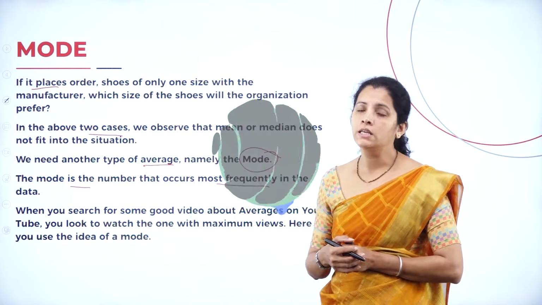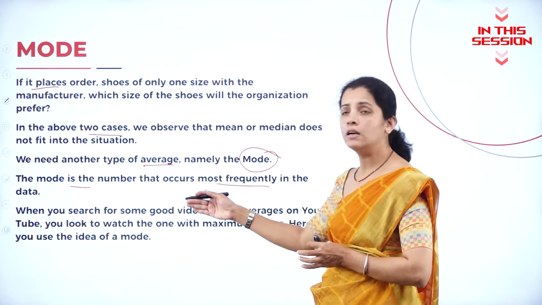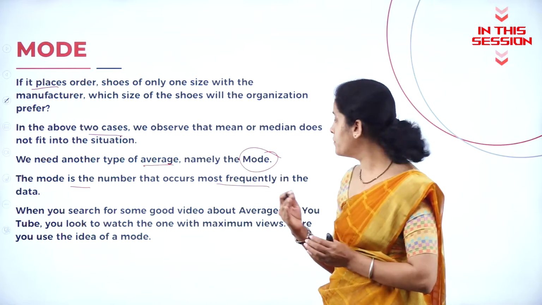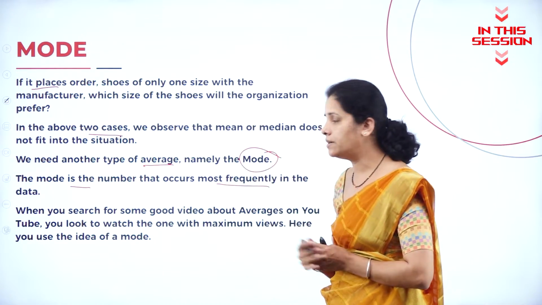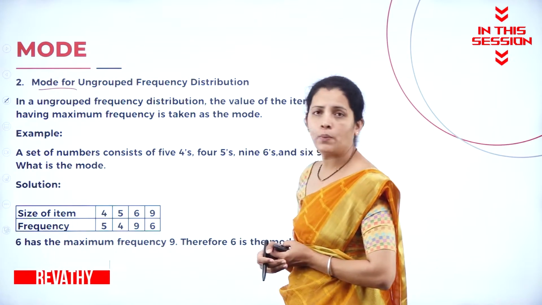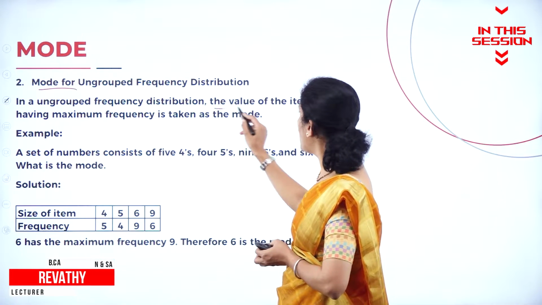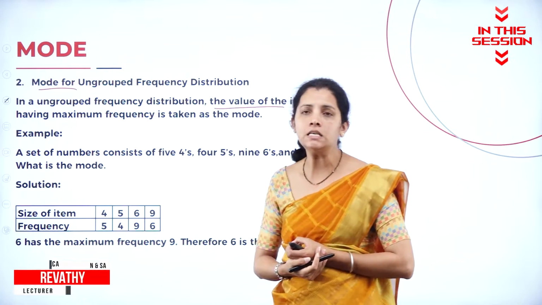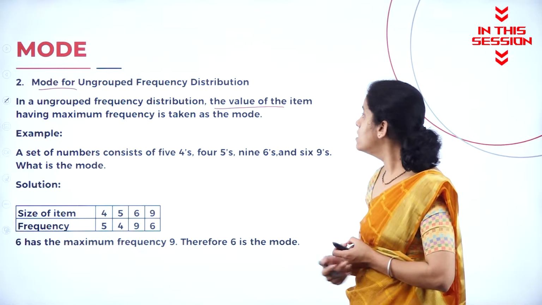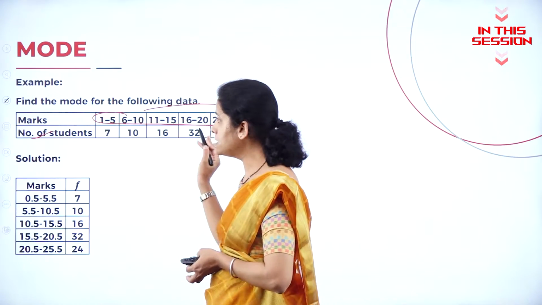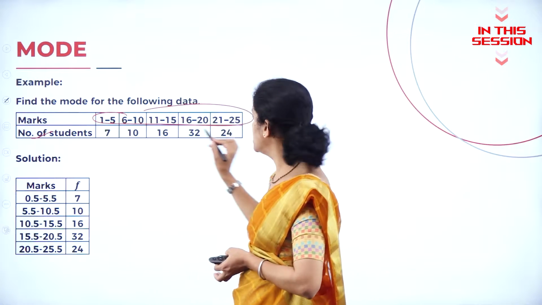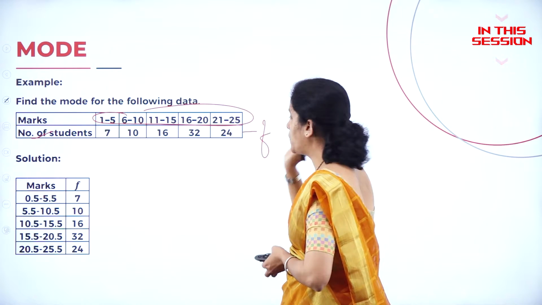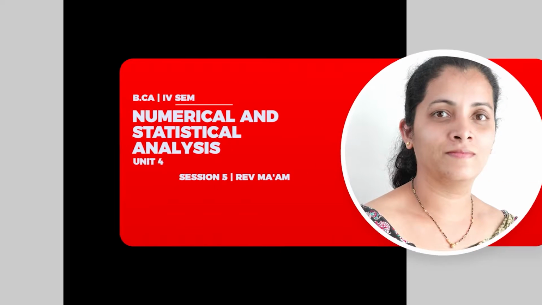What is mode? It's nothing but the number that occurs most frequently in the data. In an ungrouped frequency distribution, the value of the item having maximum frequency is taken as the mode. To represent the number of students, I'm going to use frequency f.